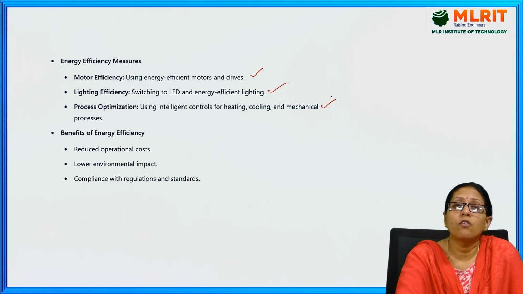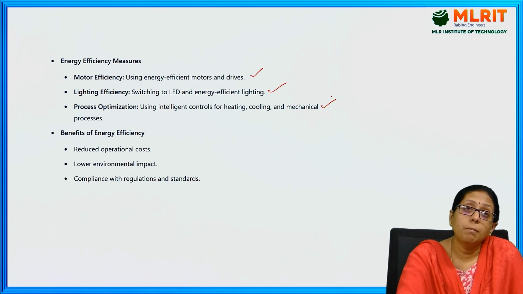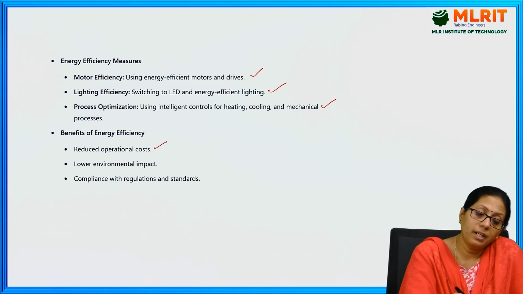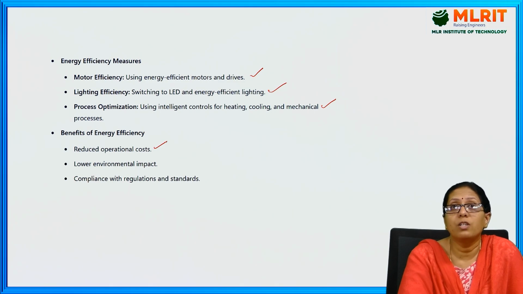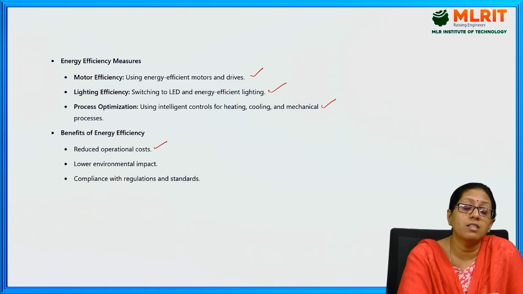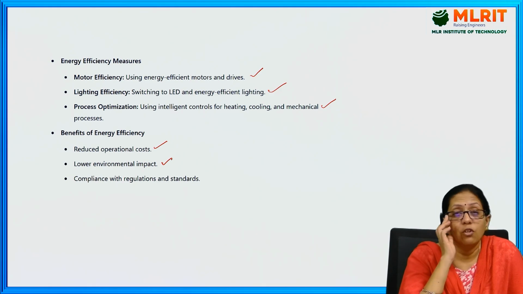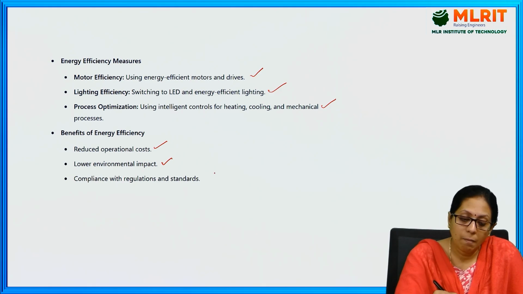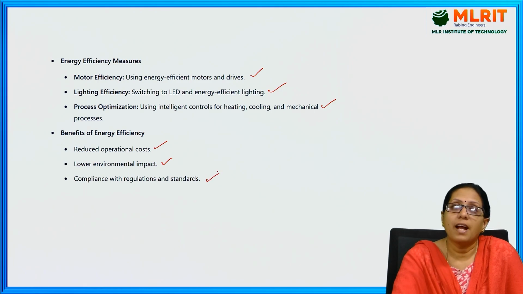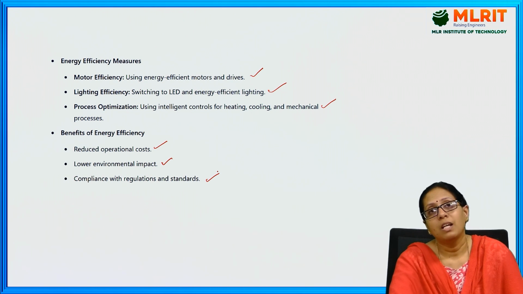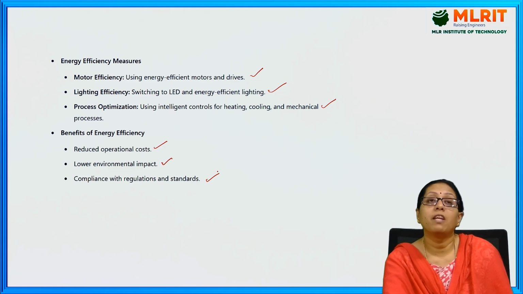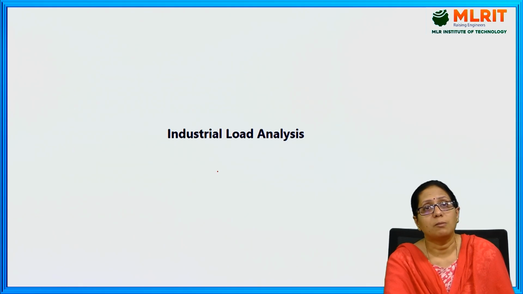So benefits of energy efficiency. The benefits are reduced operating costs. The operating cost reduces when the energy efficiency increases. Next, lower environmental impact. The impact on the environment reduces, along with compliance with regulations and standards. We follow all types of regulations as well as standards when the energy efficiency is being improved. So all these are the benefits of energy efficiency.